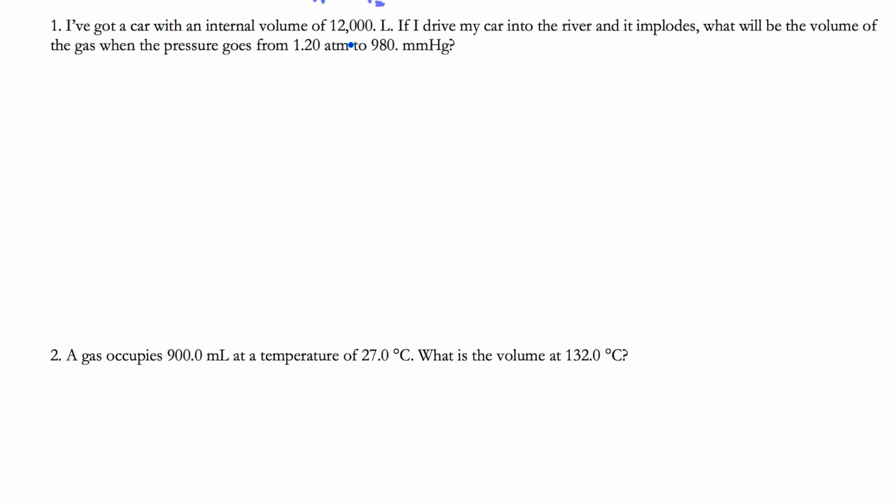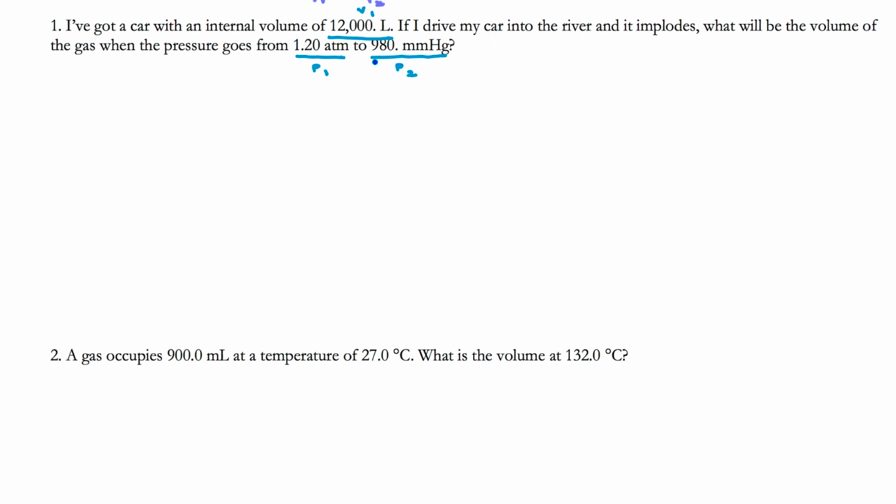So for number one, it says I've got a car with an internal volume of 12,000 liters. If I drive my car into a river and it implodes, what will the volume of the gas be when the pressure goes from 1.20 atmospheres to 980 millimeters of mercury? So this is my V1, this is my P1, and this is my P2.